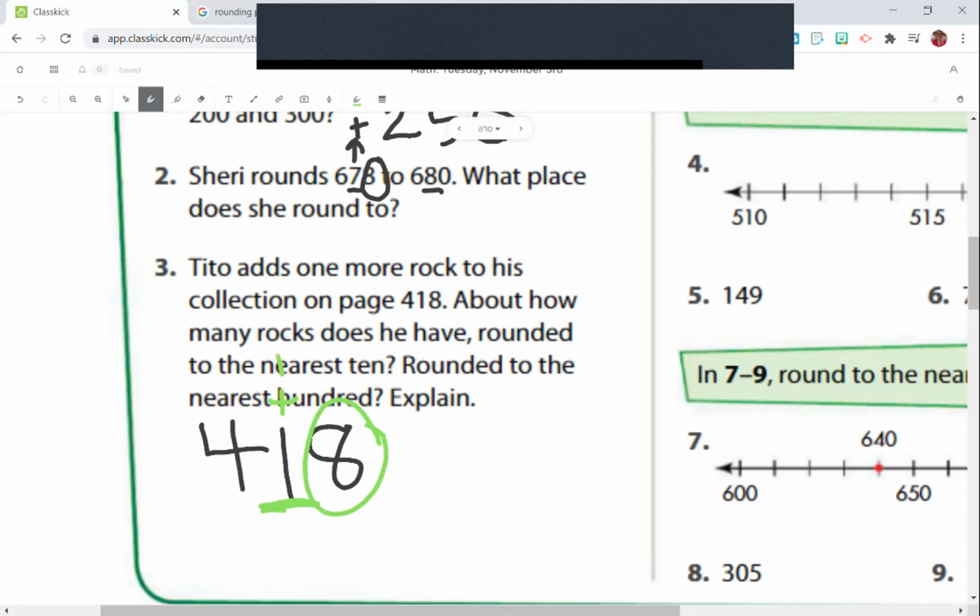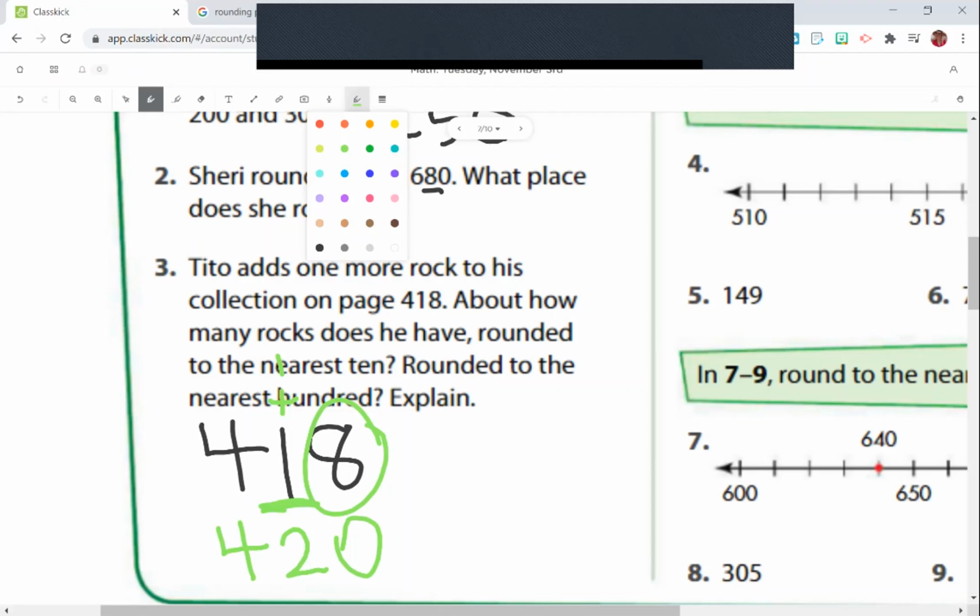So 1 plus 1 is 2. Everything to the right changes to a 0. Everything to the left stays the same. So rounded to the nearest 10, I have 420. Now let's round it to the nearest 100.